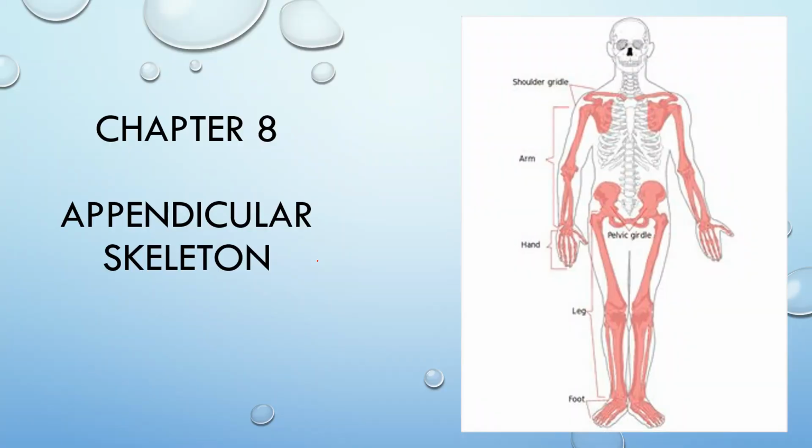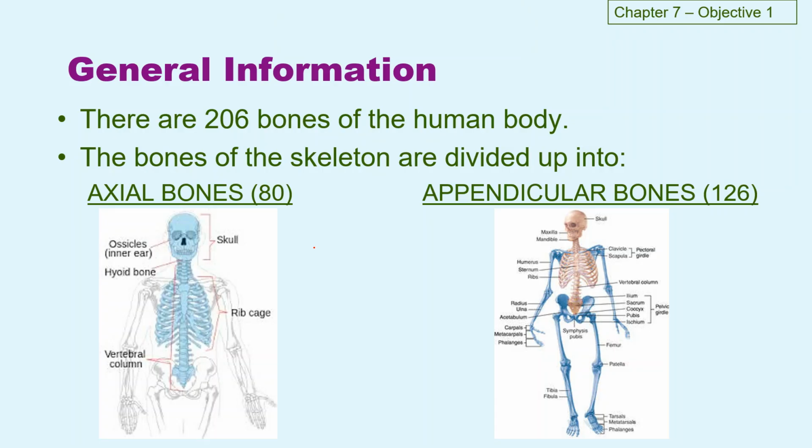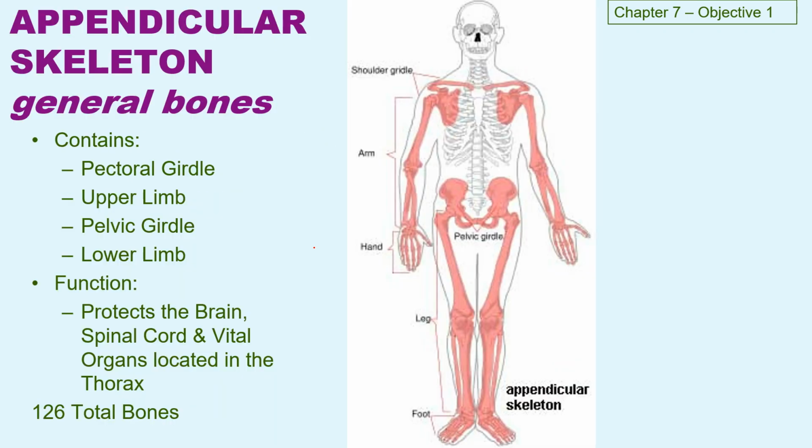Now chapter 8 is over the appendicular skeleton. Again, chapter 7 and 8 are very good for lab, helping you identify bones within the skeleton. But for the lecture test, the only thing you need to know is if I give you the name of a bone, you should be able to tell me what skeleton it belongs to, the axial skeleton or the appendicular skeleton. The appendicular skeleton includes the bones that are represented in pink here.